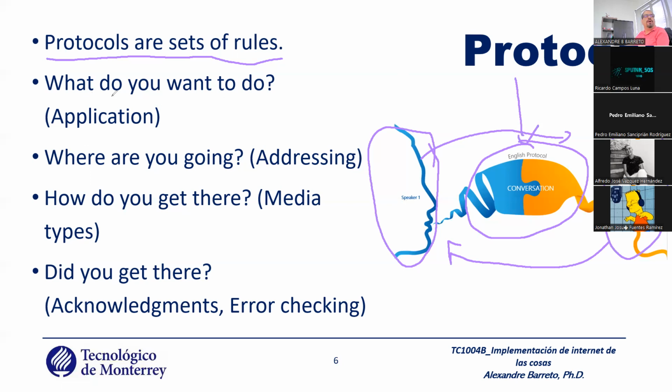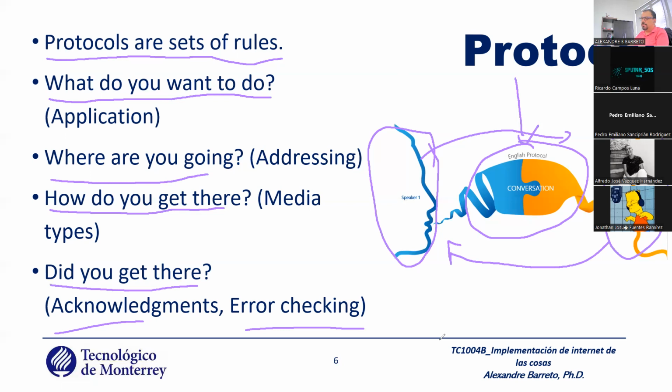A protocol defines what you want to do, the application; where you are going, the address; how you get there, the media types, for example Wi-Fi, cabling, optical cabling, and others; and did you get there, the acknowledgment, how to check errors and other things. Okay, did you understand what a protocol is?